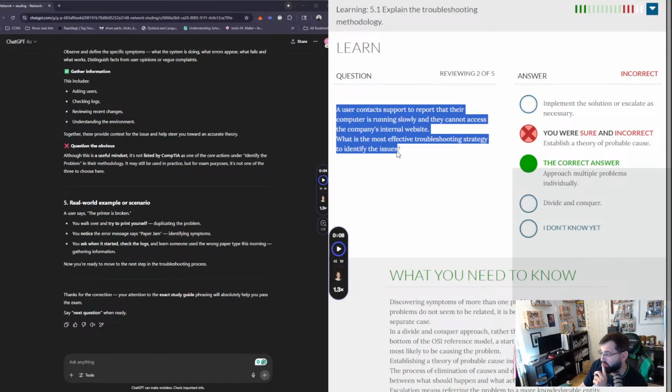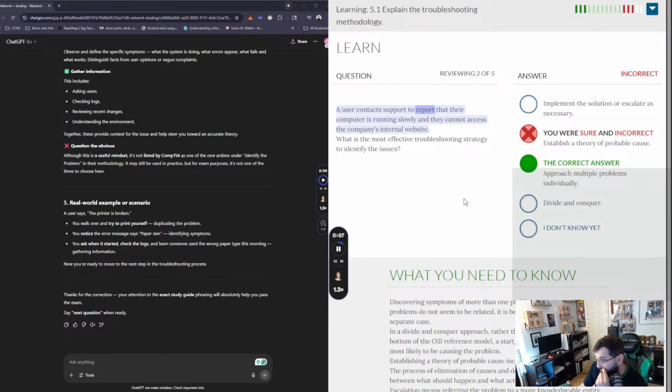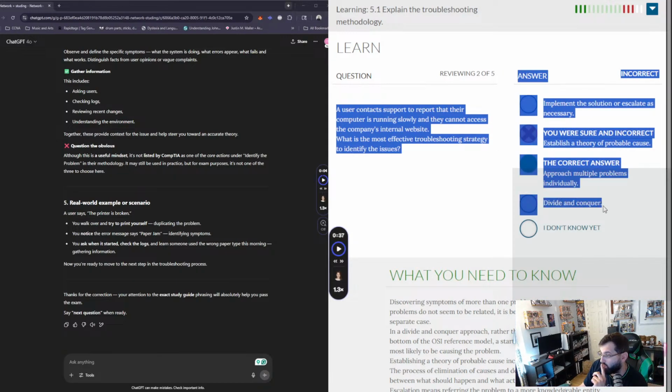Ooh, this was the one I was mad about. A user contacts support to report that their computer is running slowly and they cannot access the company's internal website. What is the most effective troubleshooting strategy to identify the issues? Okay, it says approach multiple problems individually. I didn't know that was a part of the method.